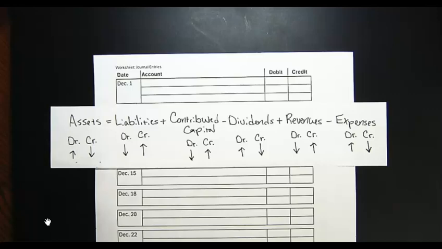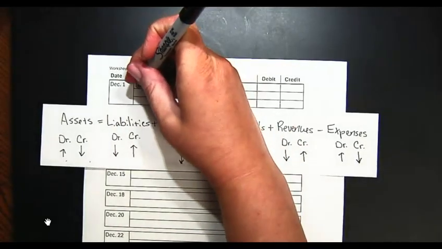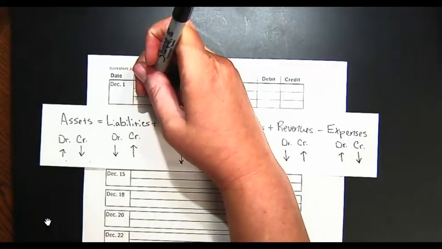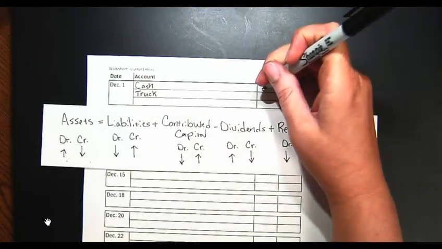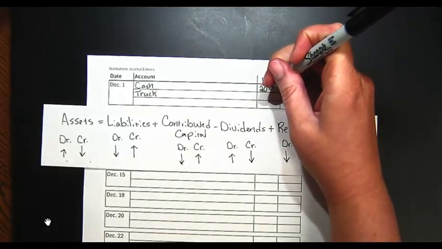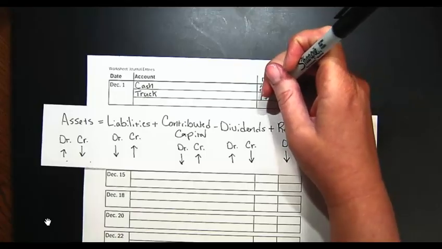We increase assets with a debit. So we are going to debit cash and debit truck. Remember, we always list debits first. The amount of the cash received was $20,000. And the amount of the truck was $13,000.